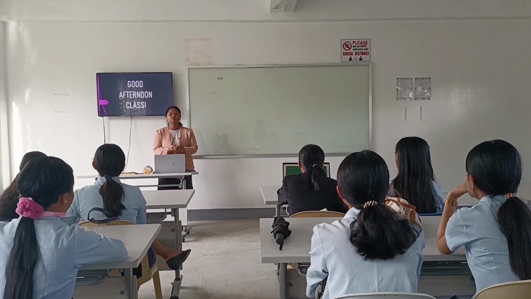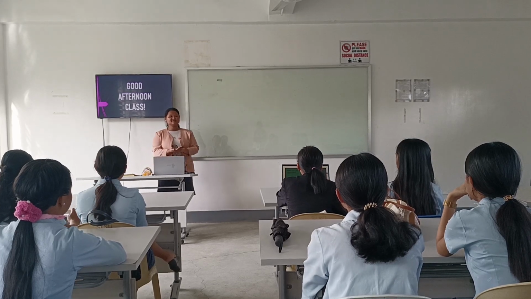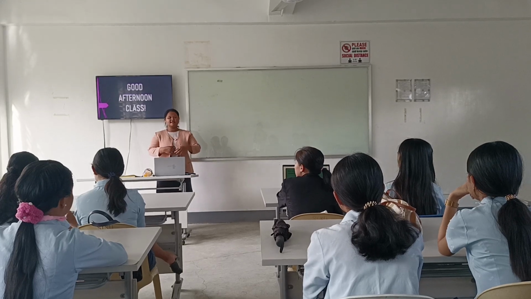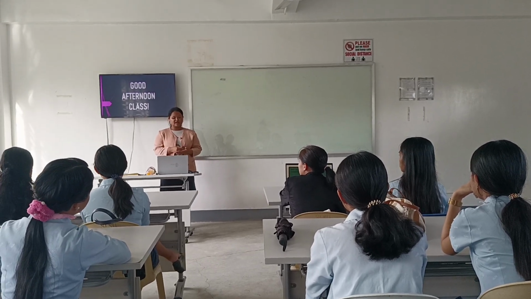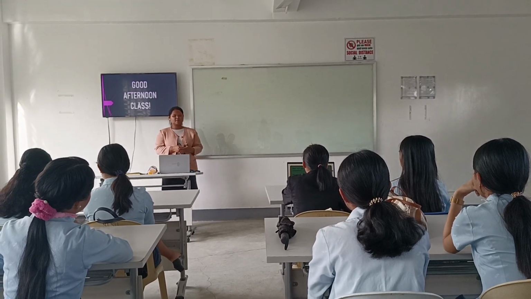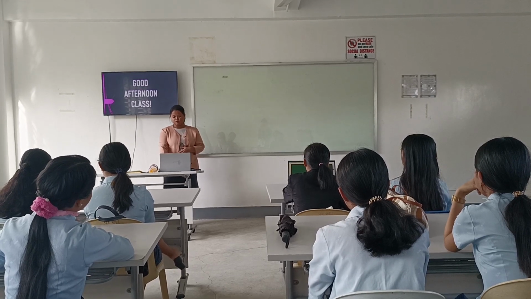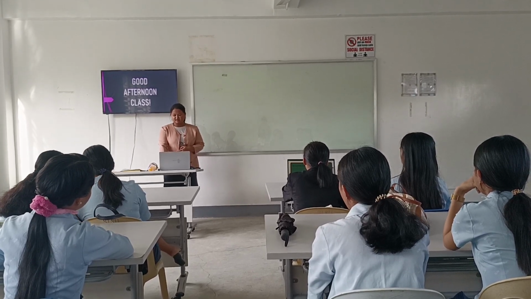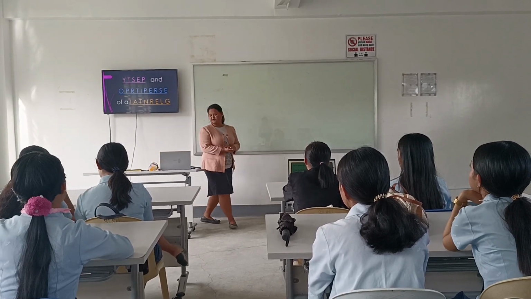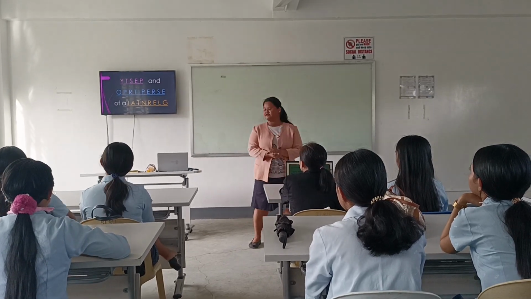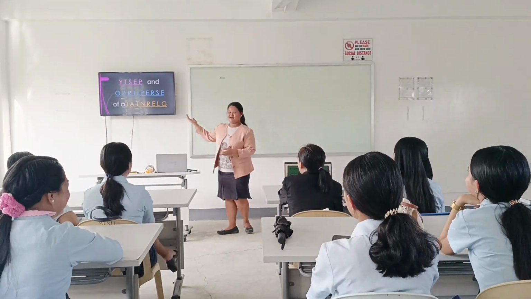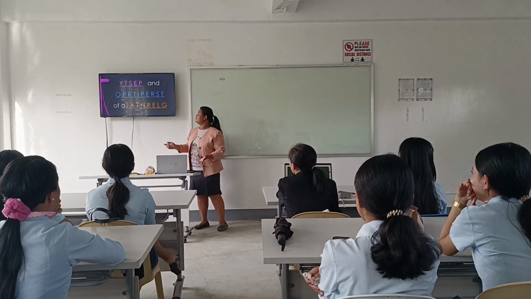So I want you to arrange these jumbled letters that I will be showing on the TV. When you arrange these jumbled letters, you can make the phrase that will be the title of our next topic. So, who can arrange the first word, the first jumbled letters? Very good. Types. Properties. Very good.